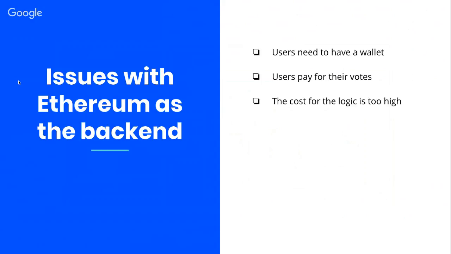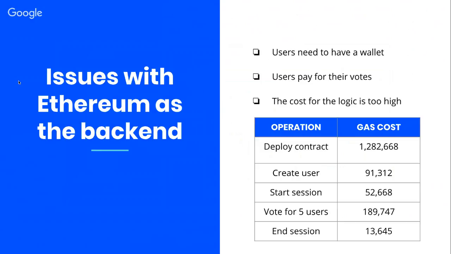So here are some sample costs: the deployment of the contract itself, the operation to create a user, the operation to start a session, the vote for 5 users, where I'm assuming everyone would vote for the maximum number of users they could. You could vote for just 1 user, but up to 5, so let's work with the worst case scenario. And the operation to end the session. These don't mean much if we look at them without a frame of comparison.